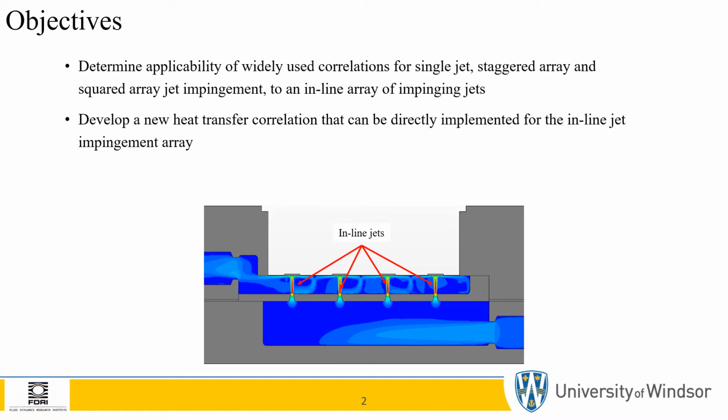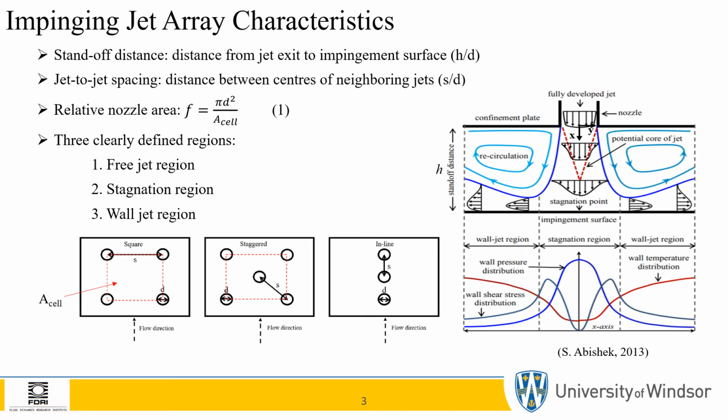The figure shows the general flow field in which we are studying, where the high velocity jets are equally spaced and are within the same vertical plane, hence they can be considered to be inline jets. The right figure shows a general schematic of a jet impinging onto a heated surface, and the left figure illustrates a schematic of the different array types.